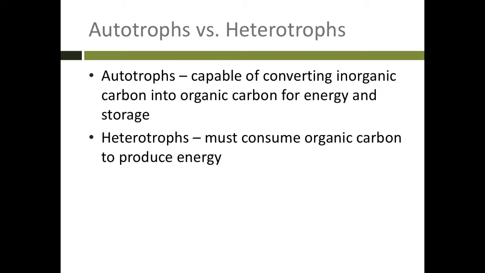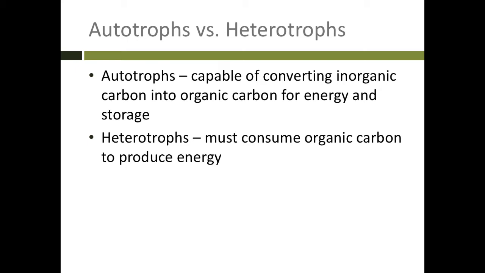When we talk about autotrophs versus heterotrophs, keep in mind auto means self, troph means feeding. So autotrophs literally can take care of themselves. They don't need any other organisms. Autotrophs can produce organic compounds from inorganic compounds. For example, they can take CO2 gas and convert it into sugar molecules, storing energy from the sun in the molecules of the sugar. Examples of autotrophs would be plants or algae.